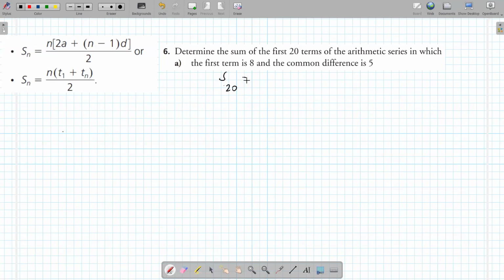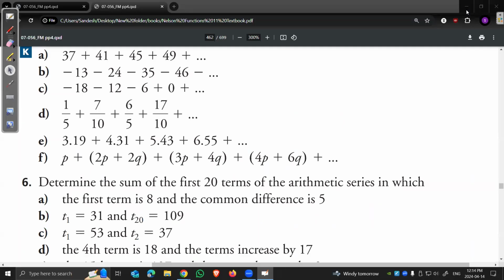We're going to use the top formula. N is 20. A is given here. The first term is 8. N minus 1 would become 19. Common difference is 5. And then you divide this by 2. You plug that in a calculator, you're done. Easy as that. Straight up plug and chug.